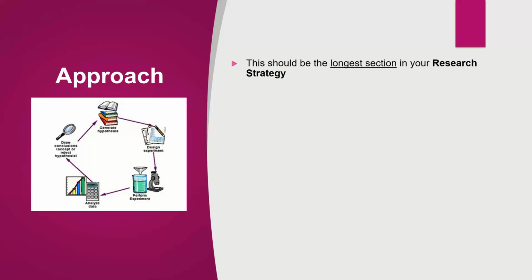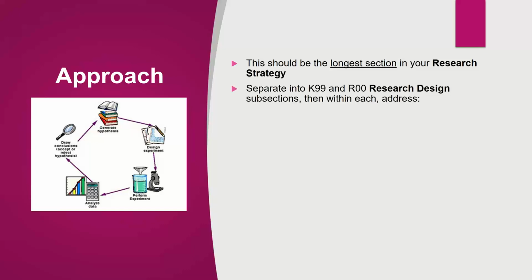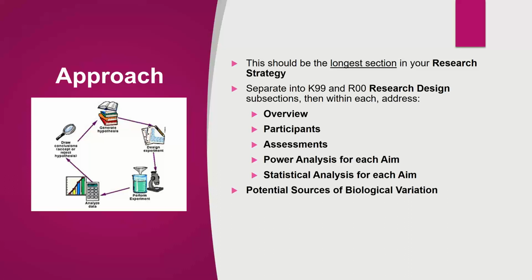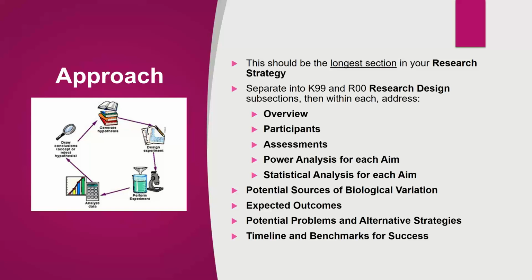This should be the longest section in your research strategy. You want to separate these into K99 and R00 research design subsections, and then within each address an overview, participants, assessments, power analyses for each aim, statistical analyses for each aim, potential sources of biological variation, expected outcomes, potential problems and alternative strategies, timeline and benchmarks for success, and future directions. That is why we are covering approach in a separate week, because there's a lot to go over.